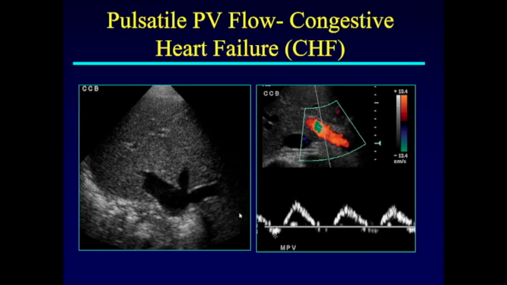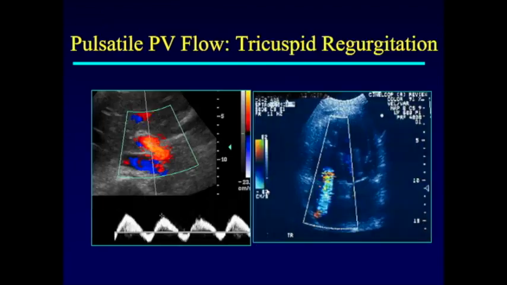Here you see a patient where here's the portal vein. It's big. It has very marked pulsatility to its flow. And this was a patient with congestive heart failure. You can also see this on the venous side. You see marked dilatation of the hepatic veins.